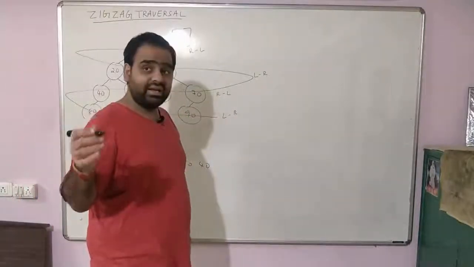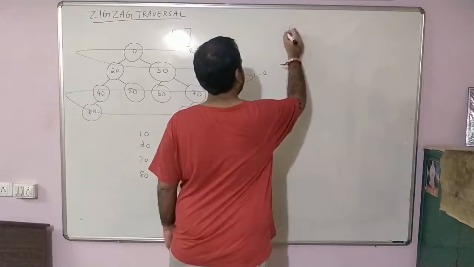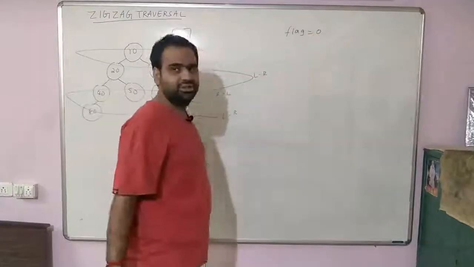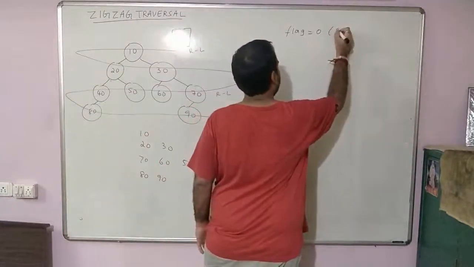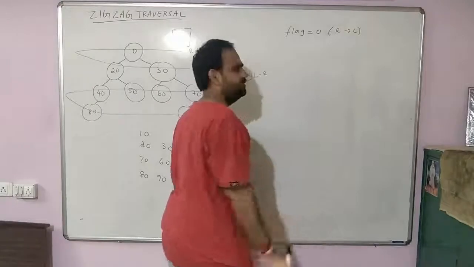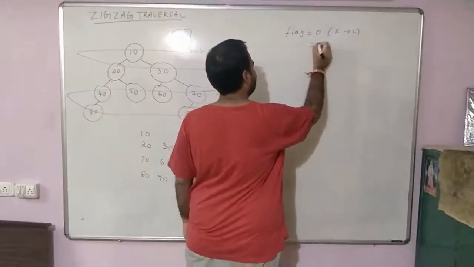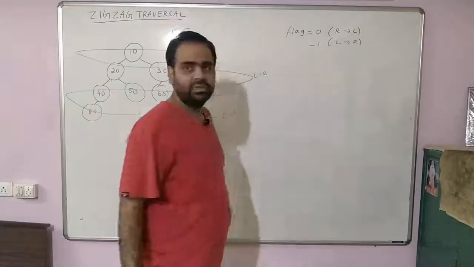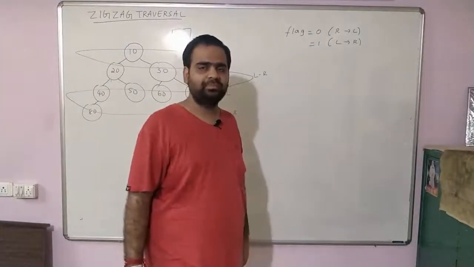Now how do we take care of this in the algorithm or program? We will use one variable called flag. If the value of flag is 0, it means you have to print from RHS to LHS. This is our convention. You can change the convention as well. And if the value of flag is 1, it means you have to print from LHS to RHS. Is that okay? I hope this is understandable and fair enough as well.